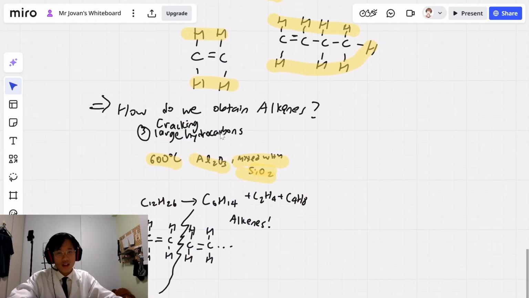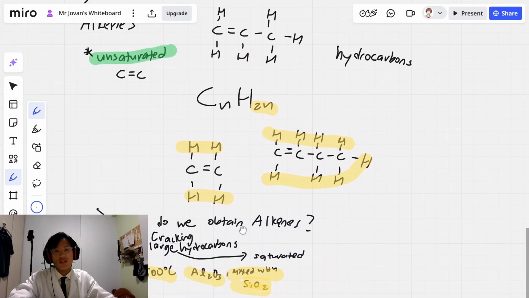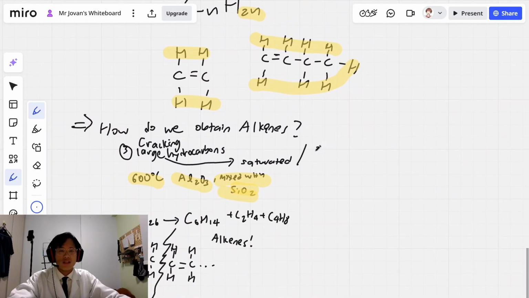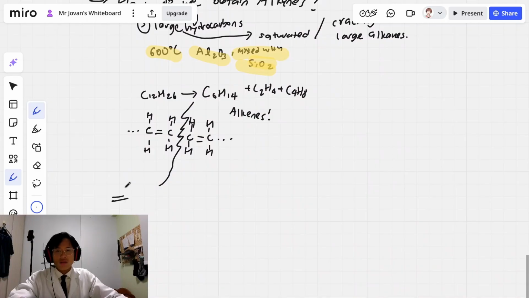Cracking of large hydrocarbons. We can be more specific because now we know hydrocarbons include alkenes and alkanes. So let's call this cracking large alkanes. What are alkanes again? Saturated hydrocarbons. So you can say cracking large alkanes, similar. Yep, this is how we get alkenes. It's all linked. Now we are going to learn about the reactions of alkenes.